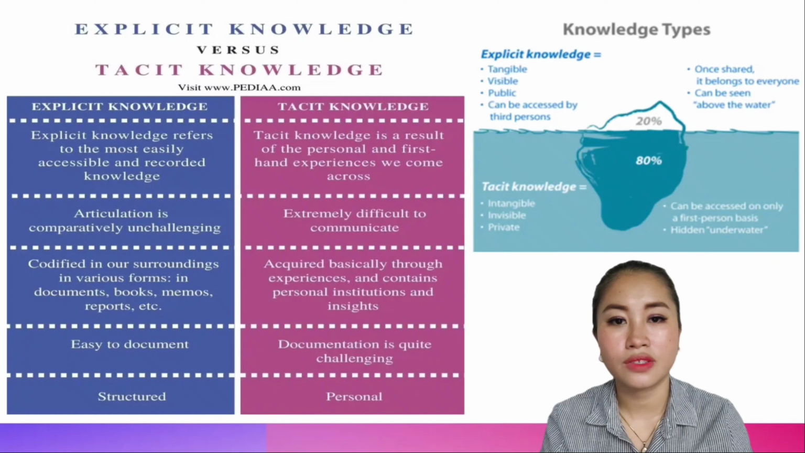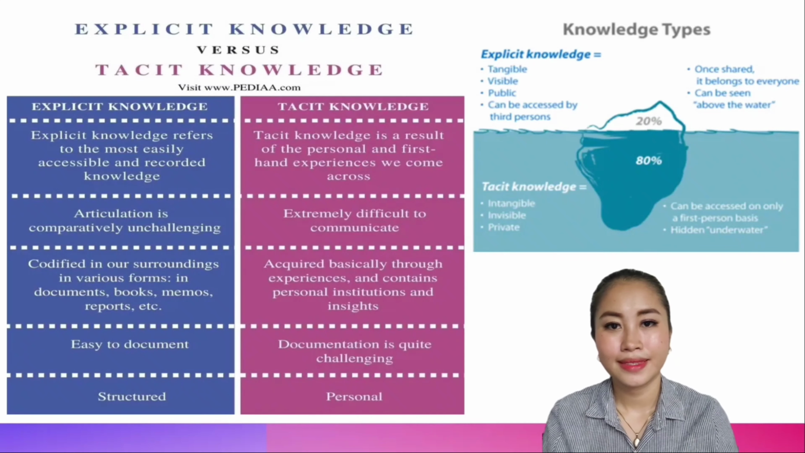Explicit knowledge is structured, while tacit knowledge is personal. So for us to better understand the differences between explicit and tacit knowledge, this is the summary. Explicit knowledge is tangible, visible, public, and can be accessed by third persons. Once shared, it belongs to everyone. It means it can be seen above the water.